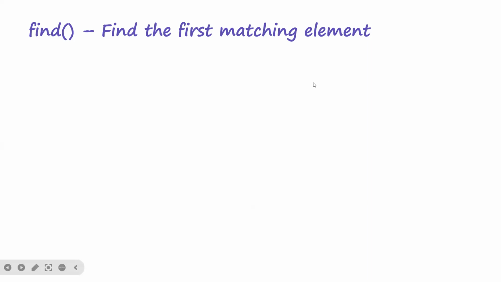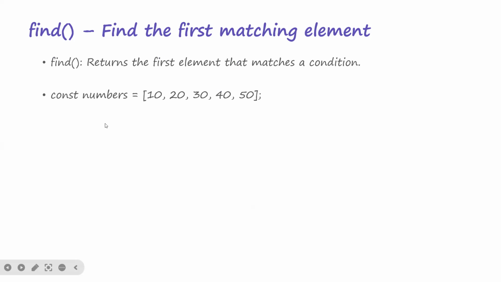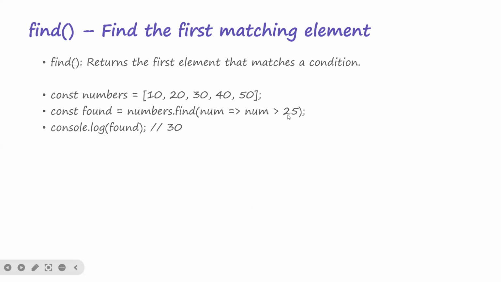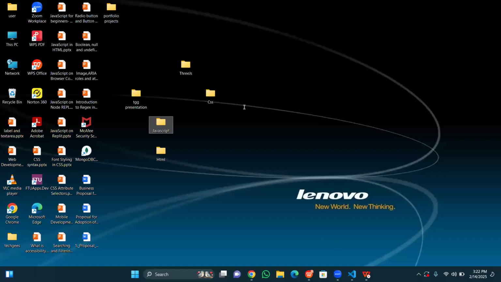Look at this. It returns the first element that matches a condition. We have this array: 10, 20, 30, 40, 50. And what are we doing here? We are saying numbers.find. The thing you see inside of this function, we call it a predicate. I'm going to show you in code how we actually do it. You can see we are looking for the number that is greater than 25. We have 30, 40, 50, but it returned the first matching element. That's what the find method does.